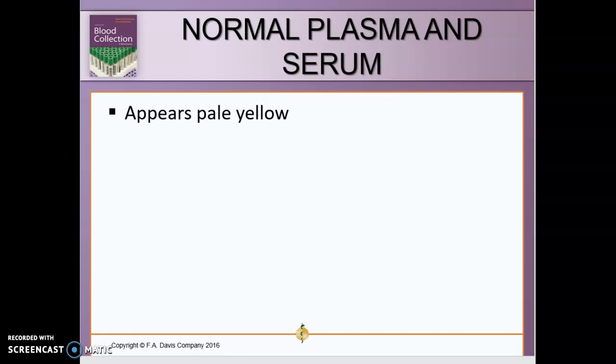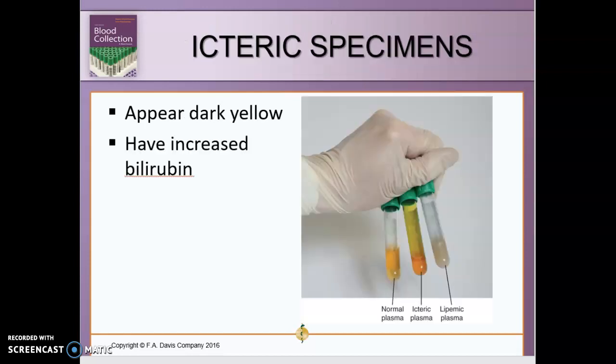Looking over at our icteric samples, remember we said the icteric appeared to be yellow because they have increased bilirubin. If you're looking at this specimen, this is what normal plasma looks like. So that's normal. And then the center one would appear to be icteric. Those bilirubin levels are high. And then the lipemic, the cloudy looking one, is on the right. That will give you an idea of what you're looking at there.